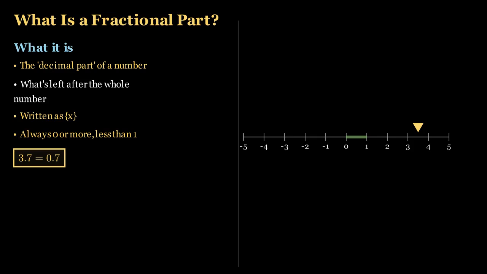So, {3.7} is 0.7. {5.0} is 0. {9.99} is 0.99. It's the piece of the number that lives between the whole numbers on the number line. Why do we care about this little leftover piece? Because it captures what repeats.